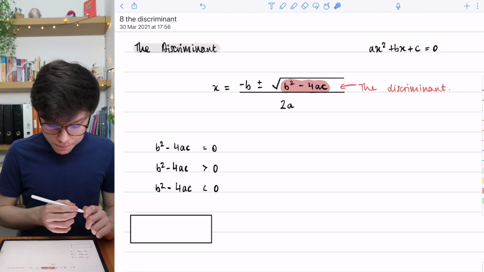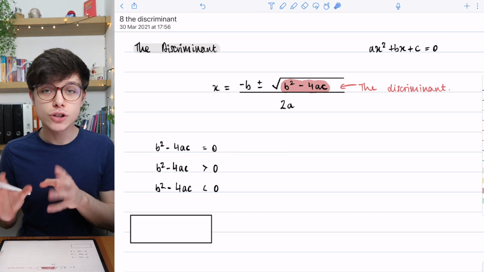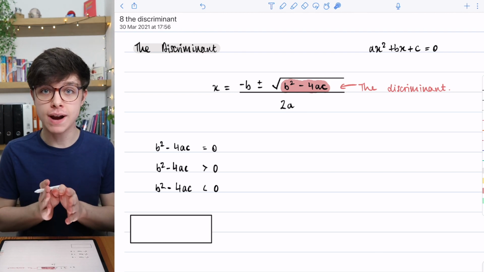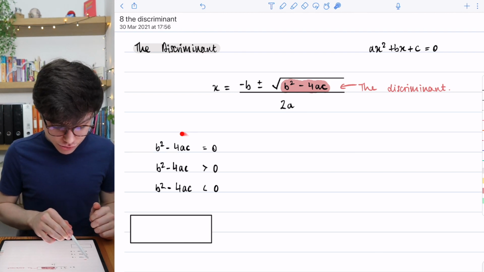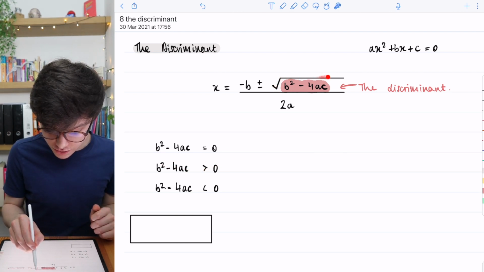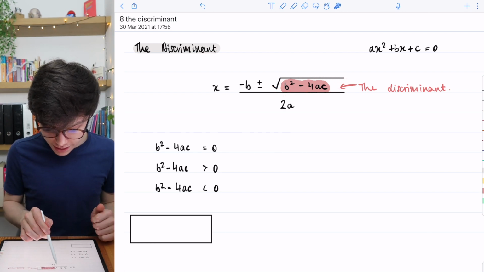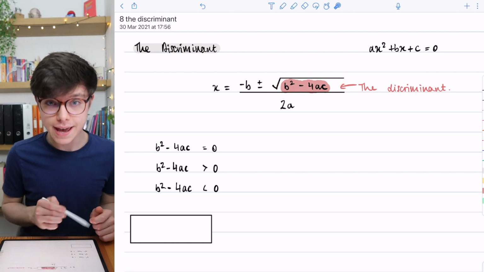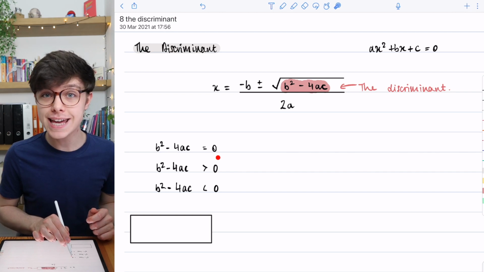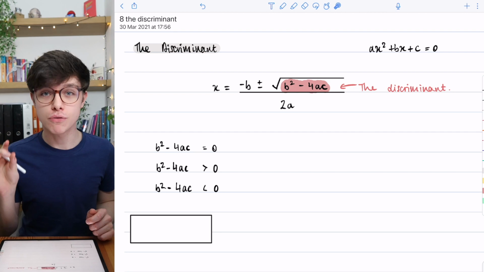Now those 3 situations determine whether we can find solutions and how many solutions we can find of a quadratic. If our discriminant is equal to 0, then we're taking the square root of 0, so it's just going to disappear here. And in the case when b squared minus 4ac is equal to 0, we get 1 repeated root.